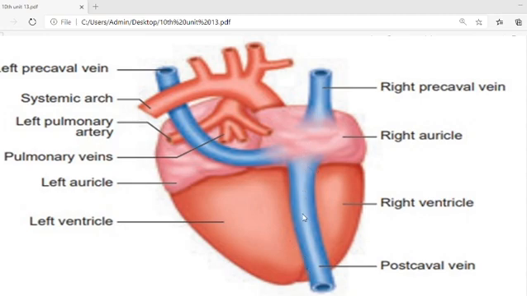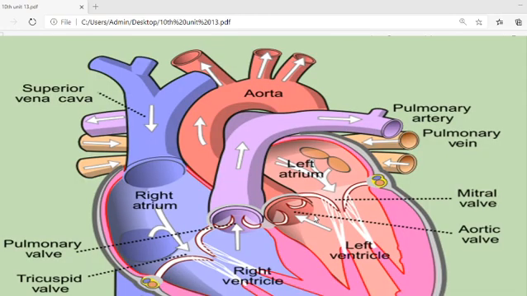The postcaval vein collects deoxygenated blood from the lower part of the heart region. So the precaval and postcaval veins collect deoxygenated blood from all parts of the body and send it to the right auricle.